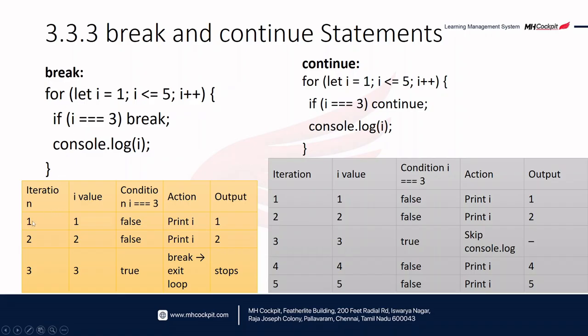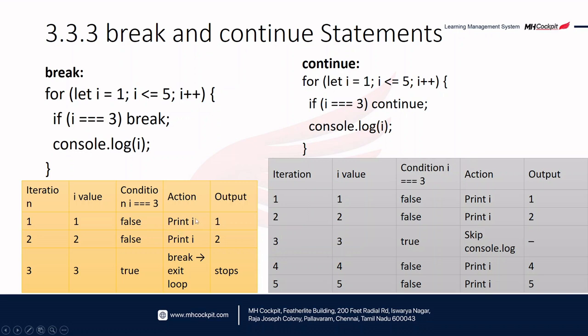In the first iteration, I will be 1. And what is the I value? Again, it will be 1. The condition I equal to 3 is false, because I is equal to 1 here. That is why it is false here.